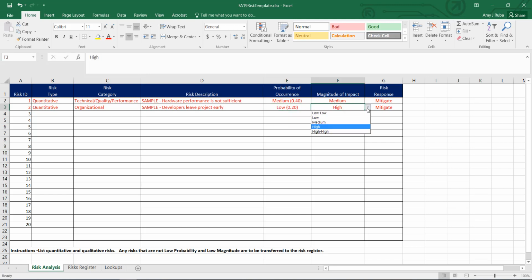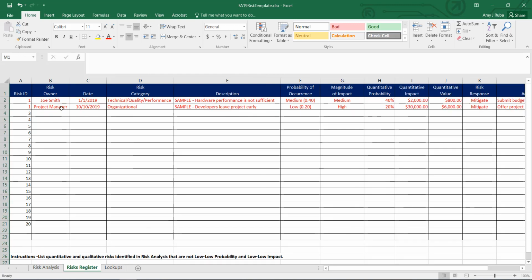In order to manage the risk, we plan to mitigate the probability of it occurring or its impact on the project. Because it is not a low probability of occurrence and a low magnitude of impact, we need to move this risk to the risk register. We have identified the risk owner as the project manager. It was identified as a risk on October 10th, and we carried over our risk category, our risk description, probability of occurrence, magnitude of impact, as well as the risk response.